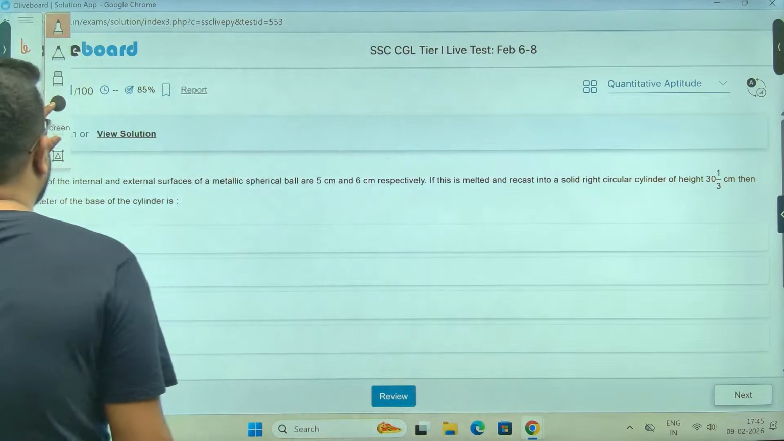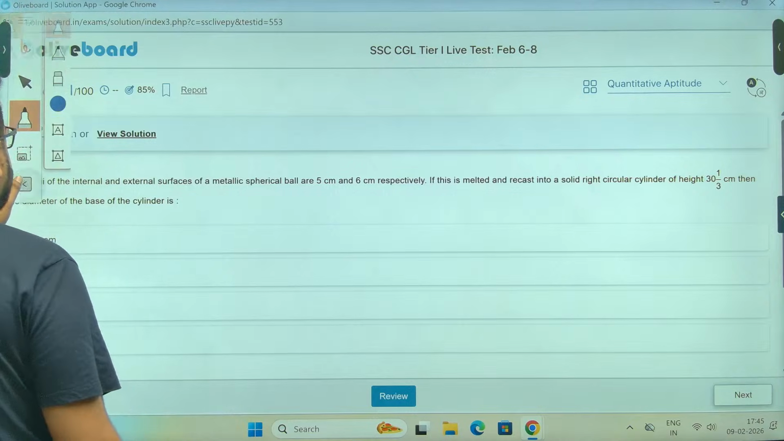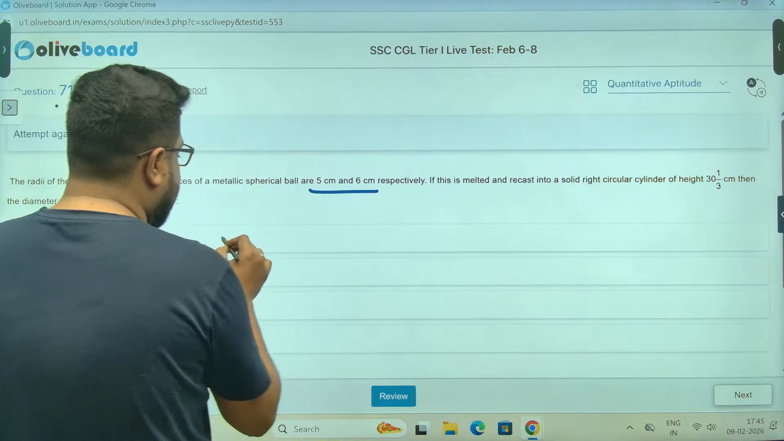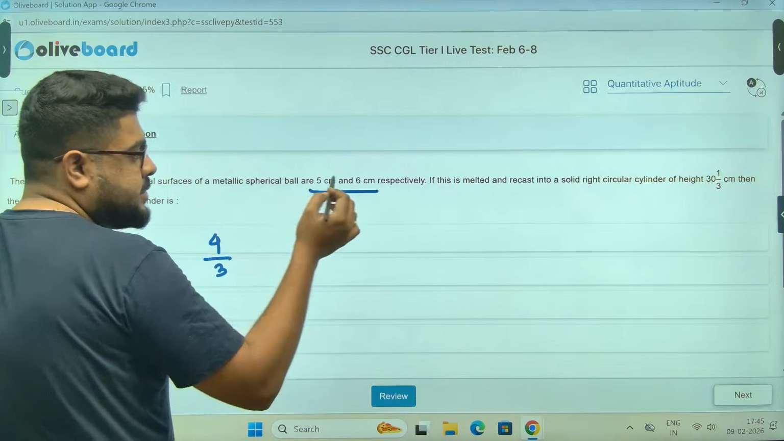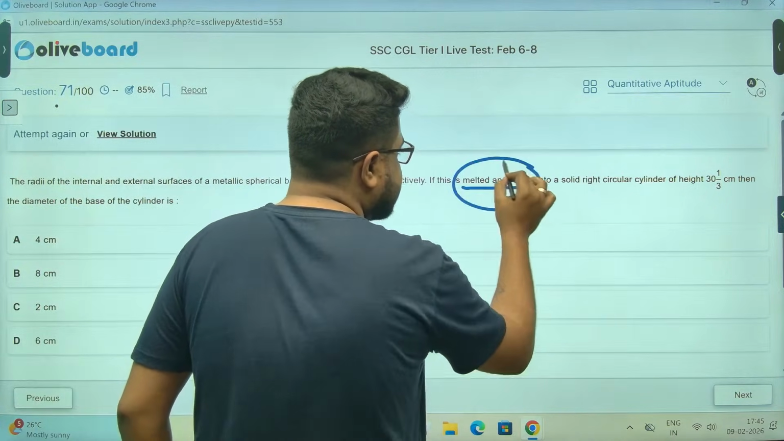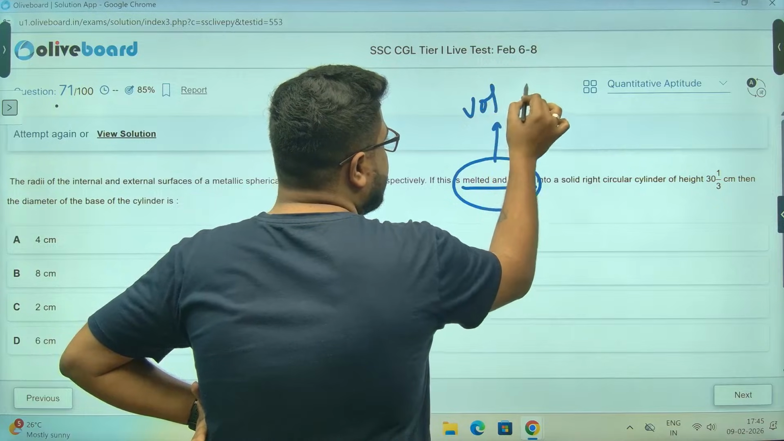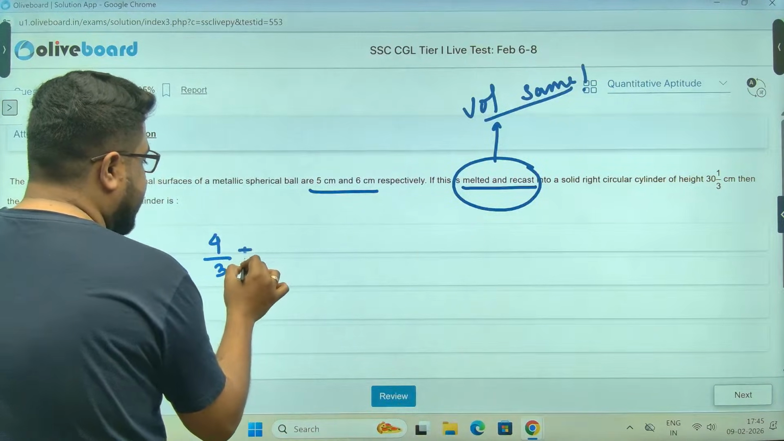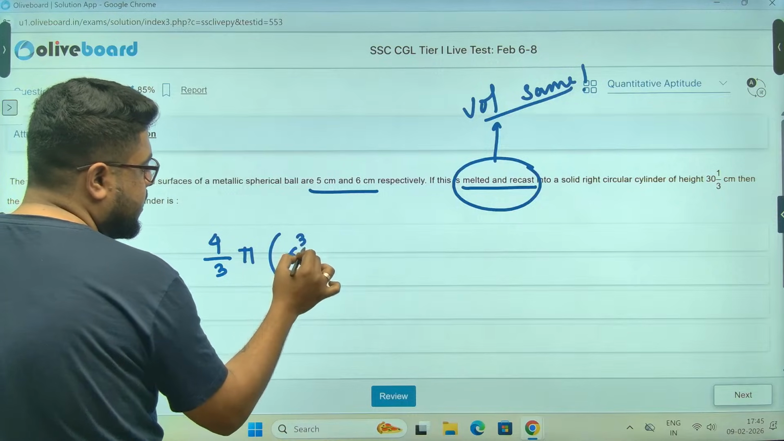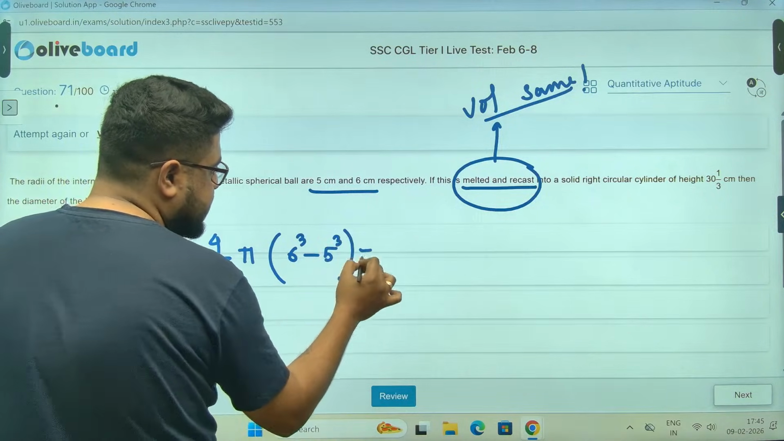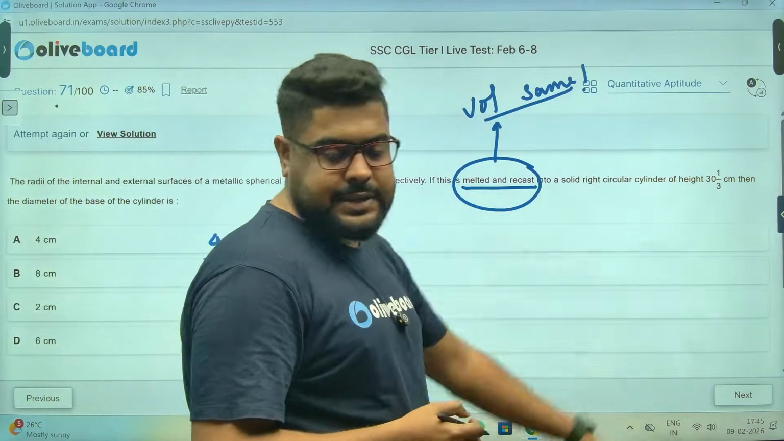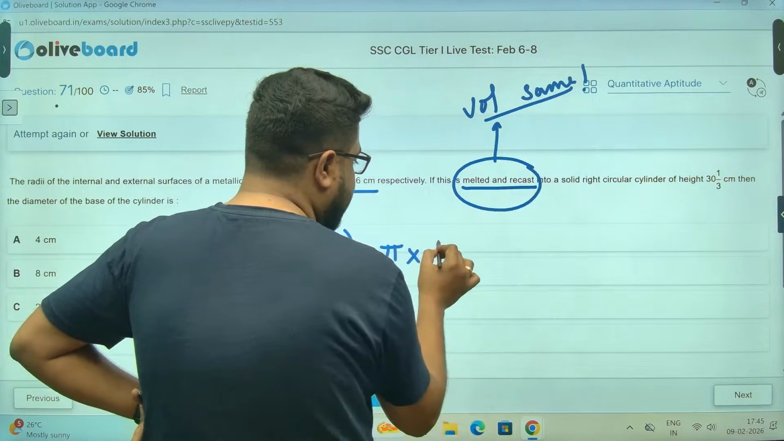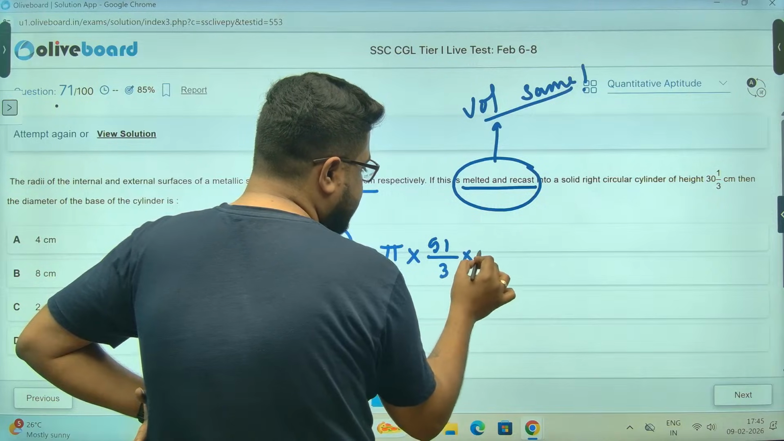Sir, internal and external, 3D again. Metallic spheres are given. Sir, what is the area? Sorry, volume, because they are melted and recasted, which means the volume is the same. So 4/3 pi (R cube minus r cube) is equal to the cylinder, pi r square h. The height is given as 91 by 3 into r square.